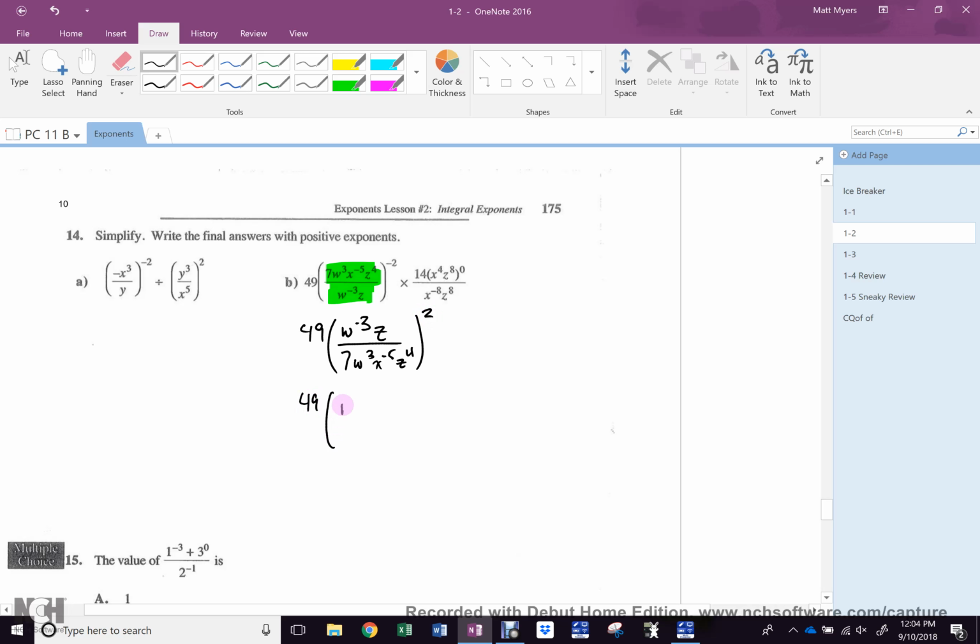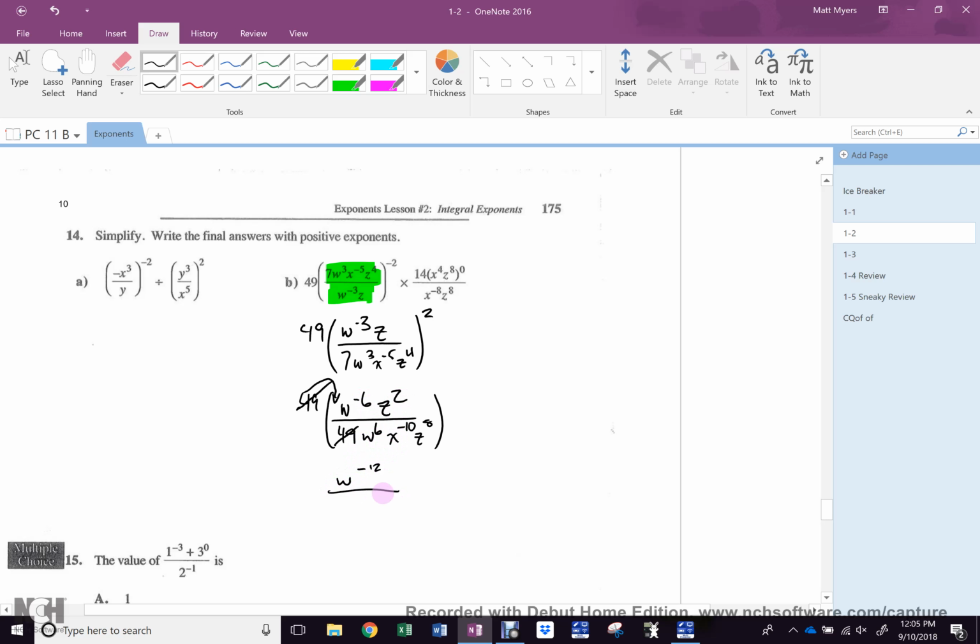49 W to the negative 6 Z squared over 49 W to the positive 6 X to the negative 10 Z to the 8th. Everyone agree? The 49 will come in right there, correct? Yeah. Which means what's going to happen when I have 49 in the numerator and 49 in the denominator? They're gone. Negative 6 minus 6. Negative 12.